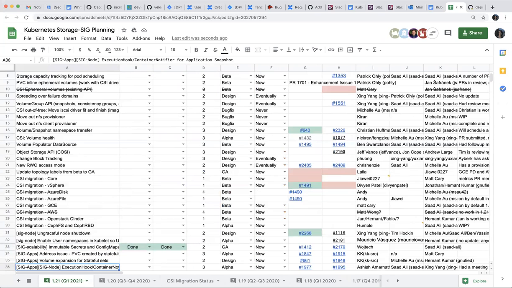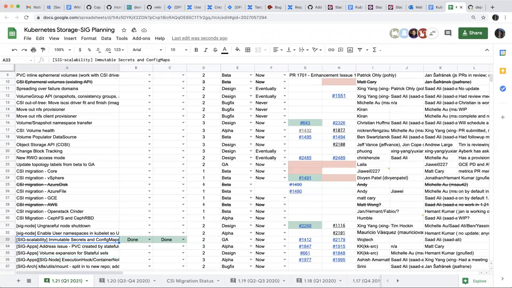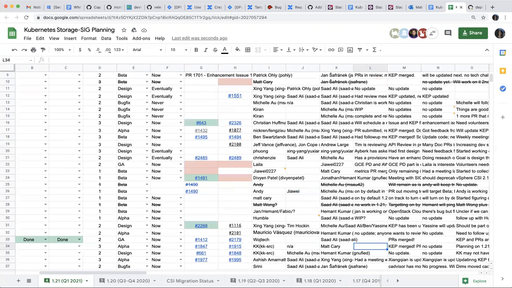Okay, the next one is immutable secrets and config maps. Oh, this one is done. Okay. And next one is PVC created by stateful set will not be auto removed. Is Matt here? So Matt is actively working on this. I'm not sure there's a PR yet, but I think it should be out soon. Okay, thank you.